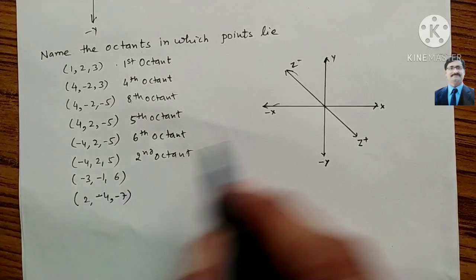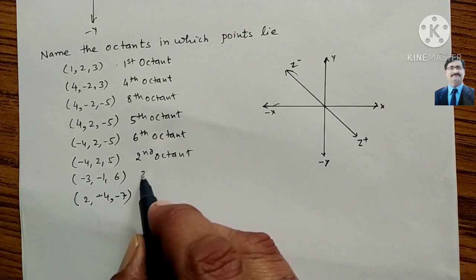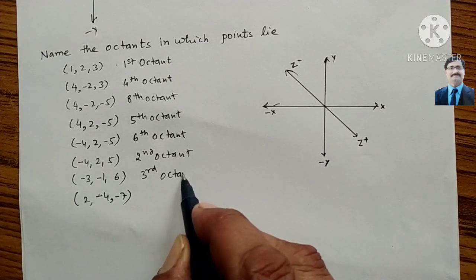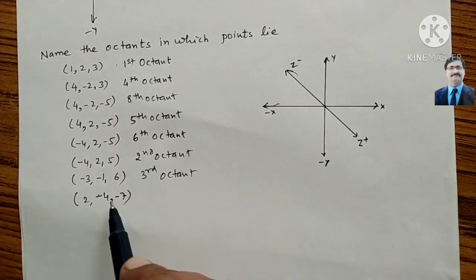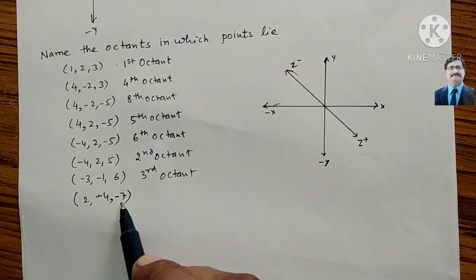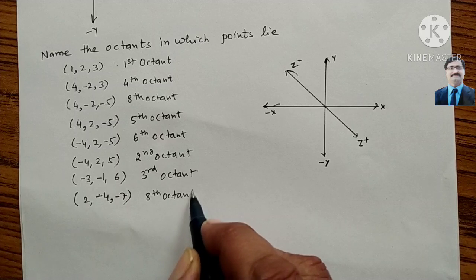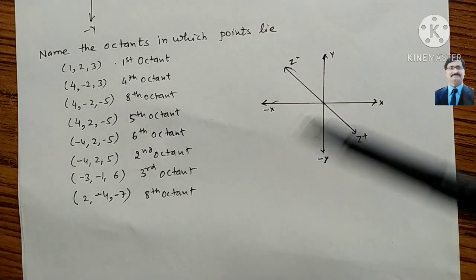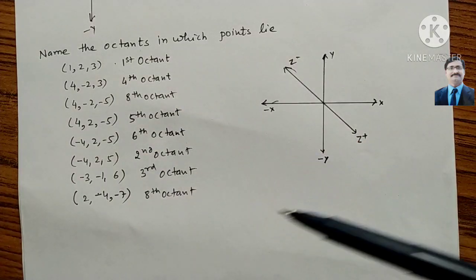And here x is negative, y is negative and z is positive, means it is in the third octant. And here x is positive, y is negative, so it is the fourth, but here z is negative, means it is the 8th octant. Do you all understand? If z is negative, then it is after the fourth, means the fifth, sixth, 7th, 8th will be, and if z is positive, then we can take the first, second, third, 4th.